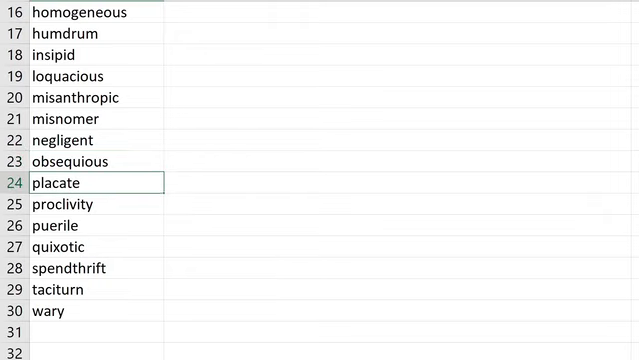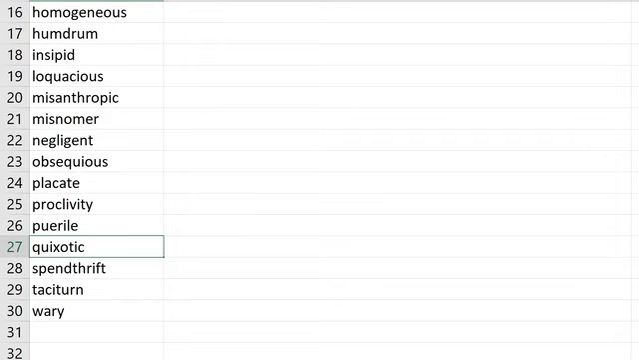Placate means to make somebody feel better. Imagine somebody's very angry. If you placate them, you make them feel better. Proclivity means a tendency or a liking for something. Like you have a proclivity for apples. That means you often eat apples. Puerile means immature. You're acting like a child, teenager.